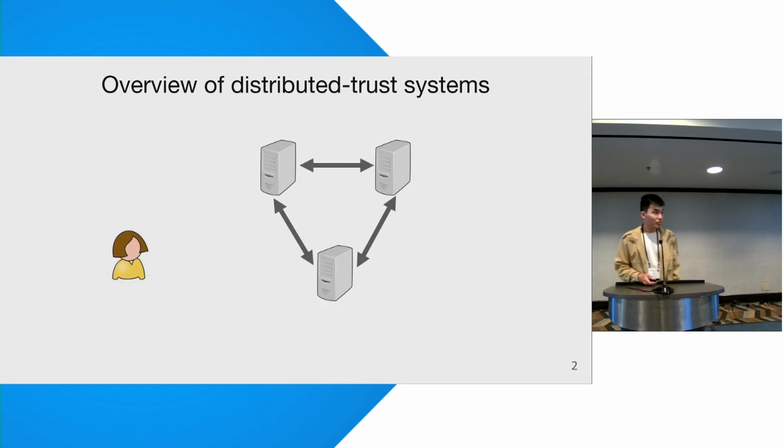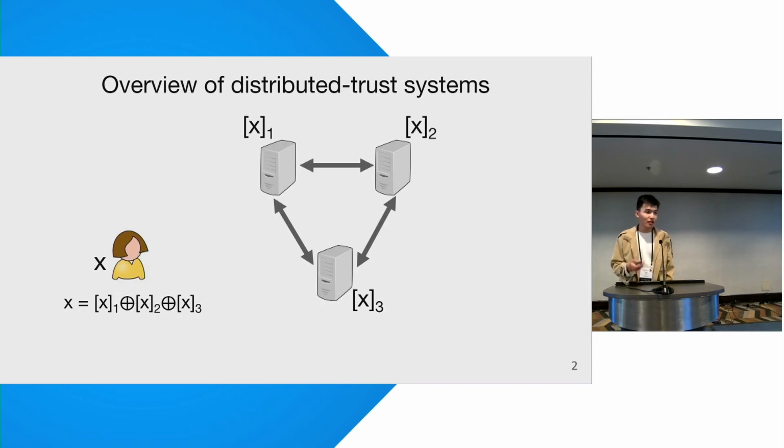So nowadays, we have seen a lot of growing interest in distributed trust systems from both academia and industry. And typically, in such a distributed trust system, the client possesses some secret X that she wants to protect and securely store. And instead of storing it on a centralized server, she will split the secret X into secret shared forms where each of them looks random, and then distribute these secret shares to multiple servers so that none of the servers actually sees the data.